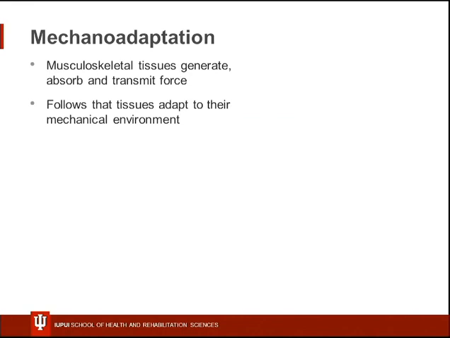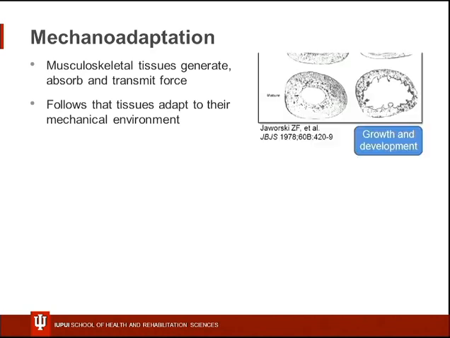And we all know that musculoskeletal tissues, and not just musculoskeletal tissues, but a lot of tissues within the body, are able to respond and adapt to the mechanical environment. That makes sense, seeing as most of the tissues are being exposed to mechanical forces, and their primary role is to generate or transmit or absorb force. So the tissue needs to be able to modify itself in response to those forces to make itself stronger, to renew itself.